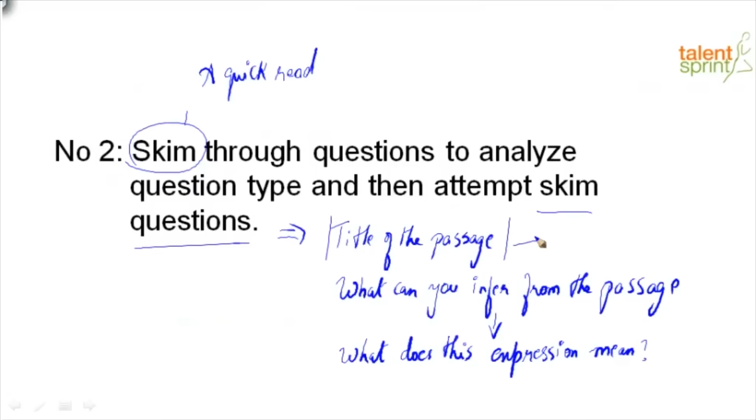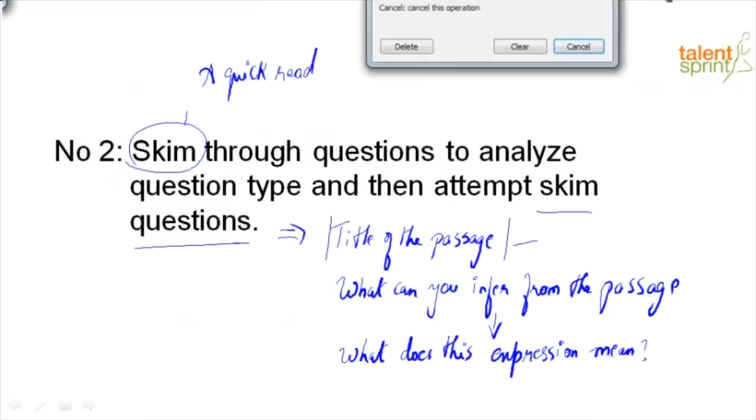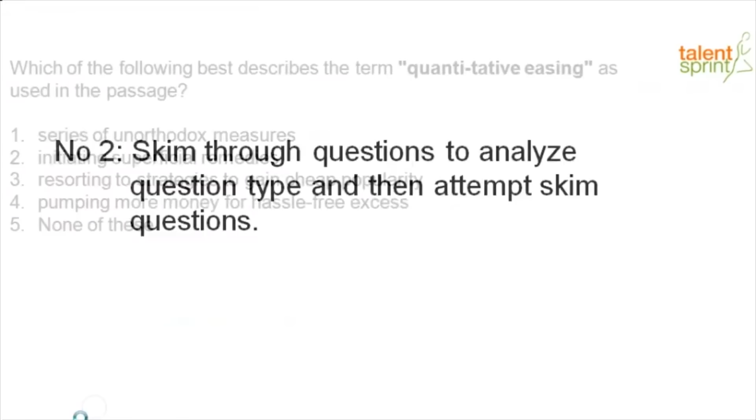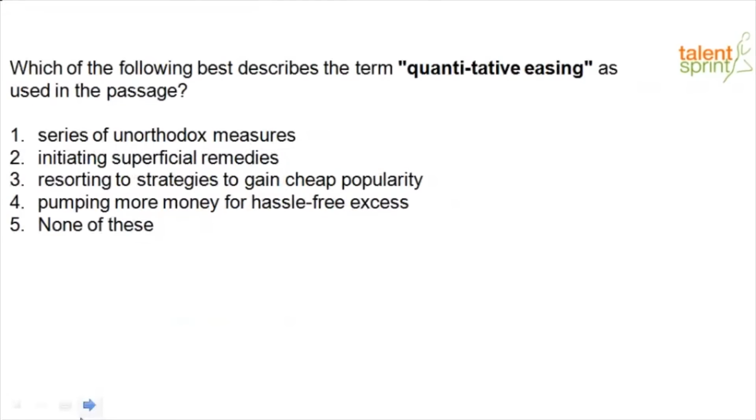But when you say things like, what does this expression mean especially, let's look at a question type in this category. So here's a question in front of you. It says, which of the following best describes the term quantitative easing as used in the passage? Okay, this is again from the long passage. The synonyms and antonyms that we looked at, it's the same passage. Quantitative easing. And I have 5 options.